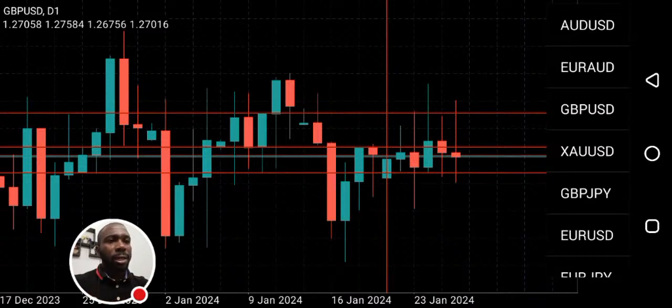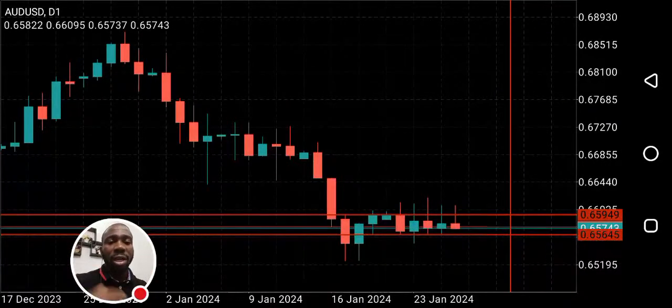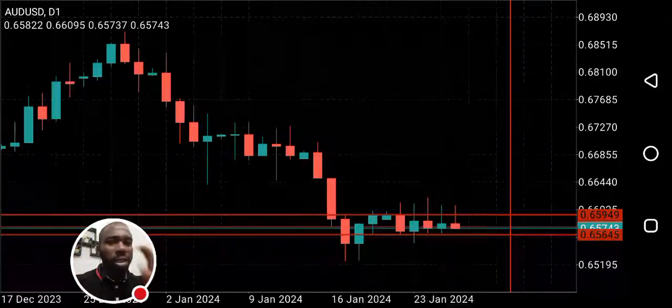So the next pair is Australian dollar USD. As you know, Australian dollar USD is positively correlated with GBP USD. What that means is that if GBP USD is bearish, Australian dollar USD is likely going to be bearish. If GBP USD is bullish, Australian dollar USD is likely going to be bullish also. Okay, so let's start with the weekly time frame.